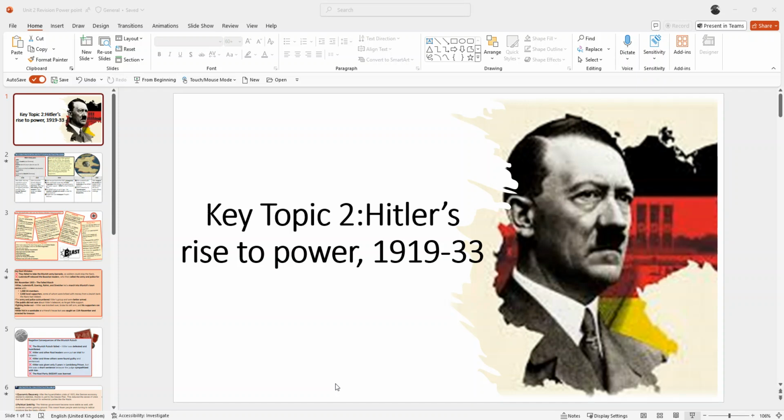1918, the loss of the war and the terms of the Treaty of Versailles hit him hard. He knew then he wanted to make a change and go into politics. 1933, he becomes the Chancellor of Germany.